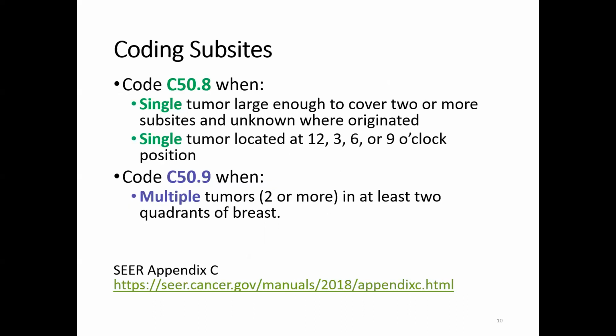To code C508, remember, this is a single tumor that is large enough to cover 2 or more subsites, and you cannot tell where the tumor originated or if there's a single tumor at the 12, 3, 6, or 9 o'clock position. So to code a C508, it has to be a single tumor. To code a C509, this is multiple tumors, so 2 or more, in at least 2 quadrants of the breast. And all of this information came from the coding guidelines for breast in the SEER Manual Appendix C.